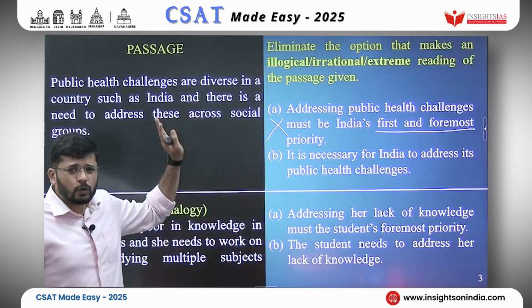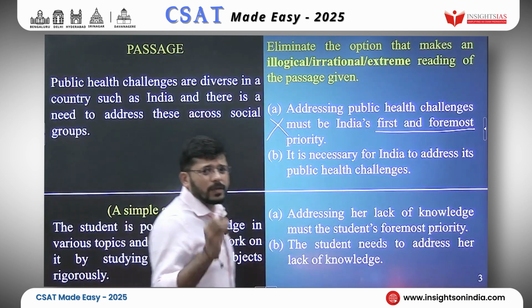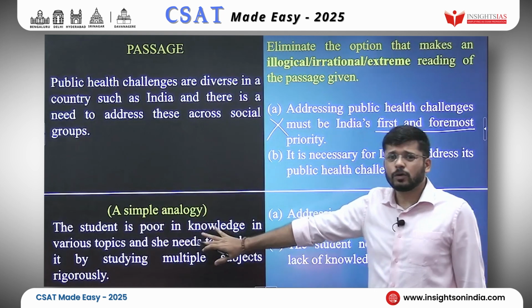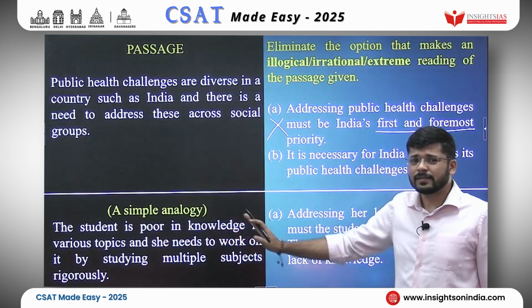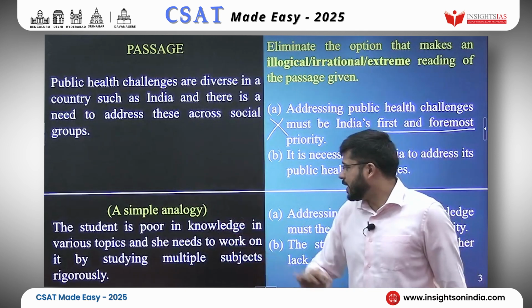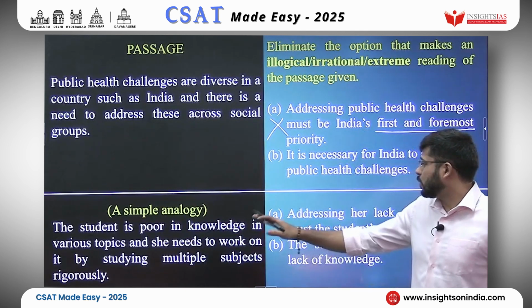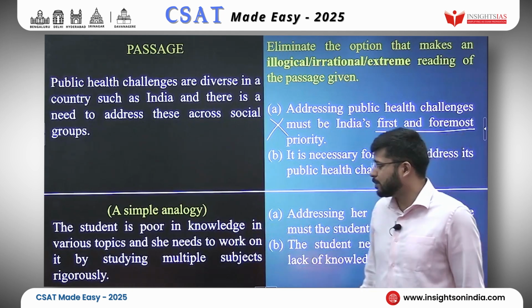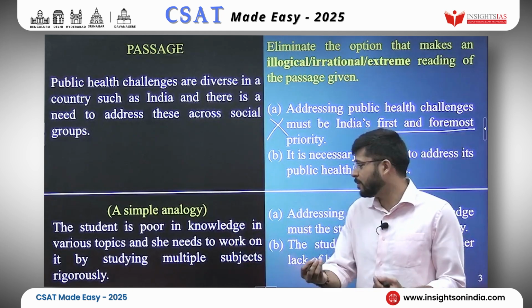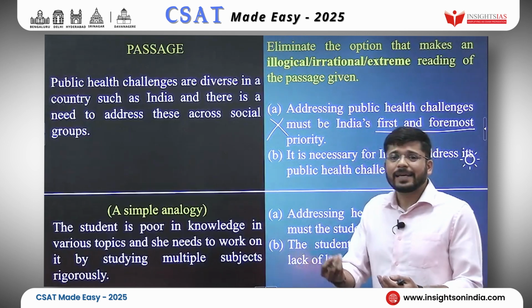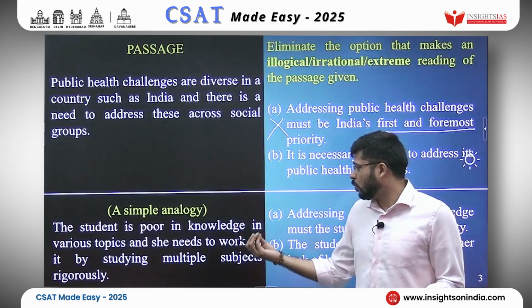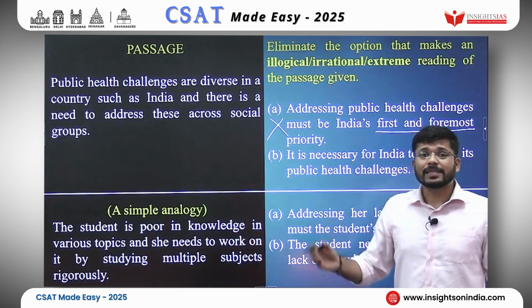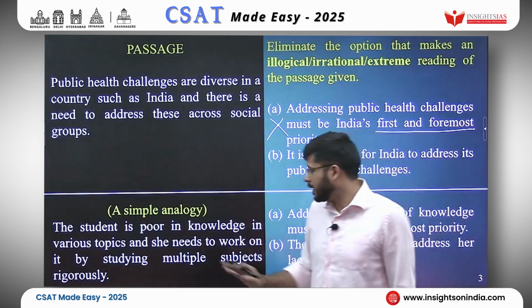To further simplify this, I have given you a simpler analogy. This passage is similar to this sentence. The student is poor in knowledge in various topics, and she needs to work on it by studying multiple subjects rigorously. There is a student and she happens to be lacking in knowledge in various topics. So what does she need to do? She needs to study various subjects rigorously.